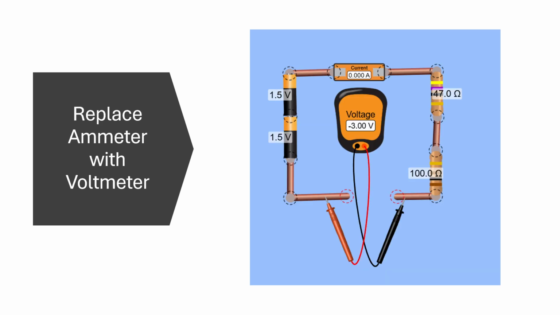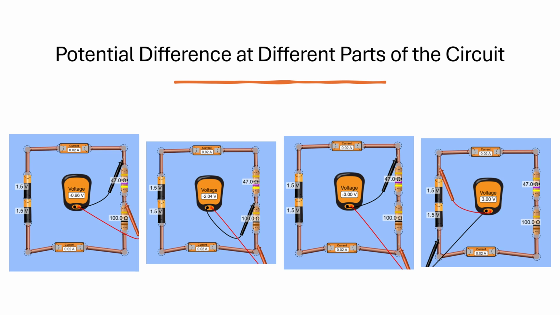If we were to replace one of the ammeters with a voltmeter, we can see that the current in the circuit is 0. This is because the voltmeter has a very high resistance in order to accurately measure voltage. Here we can see the voltage measured across different parts of the circuit. We can see that across the batteries, the voltage is +3, and then across the two resistors, it's -3. And we can see that that is the sum of the delta V across each resistor.